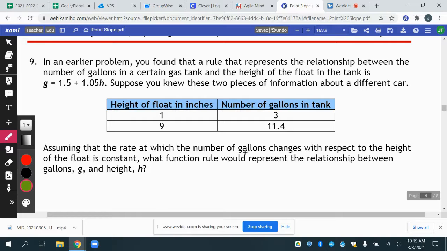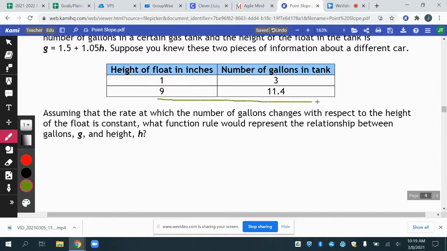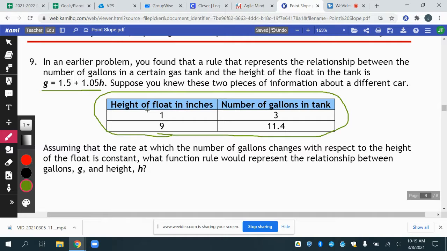In an earlier problem, we found out this was the question about the gas tank. It was lame. Yeah, there's a float in the gas tank and it makes the gauge go up to show that something's full, blah, blah, blah, blah. Here are 2 points. 2 points, that's all we need to solve something in point slope form. Assuming the rate at which the gallons appears with respect to the height of the float is constant, what function rule would represent the relationship between gallons g and height h? Well, they have it right here, so that's really badly written question, just for the record. That function rule should work, just so you know.